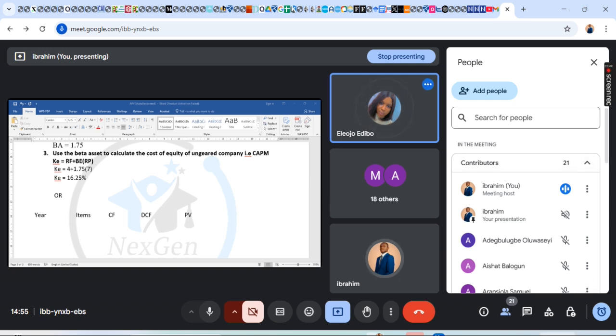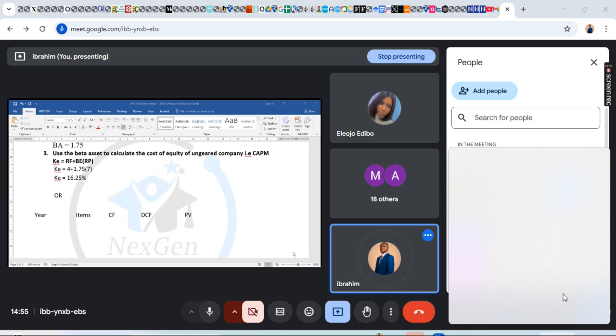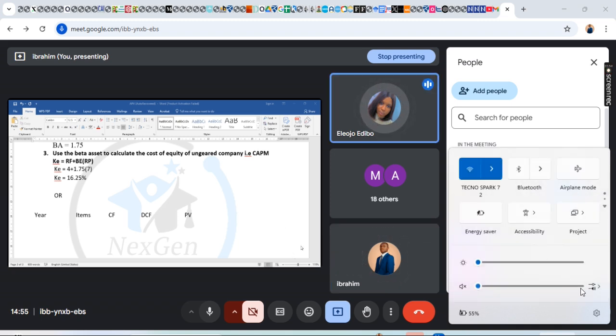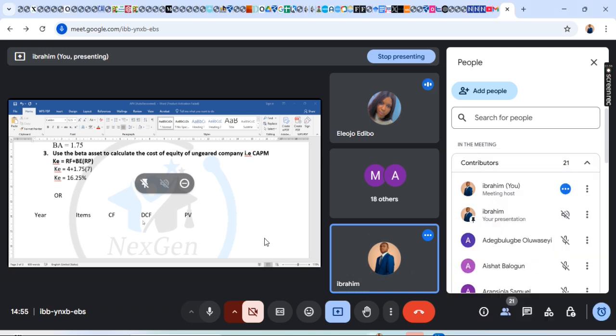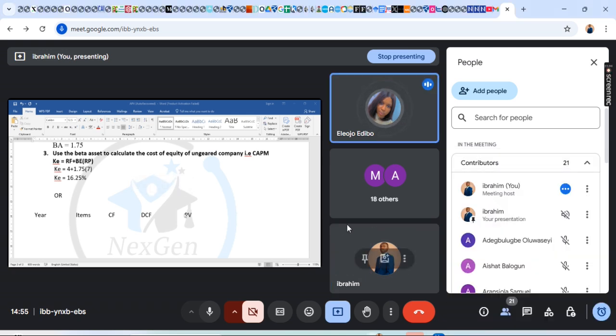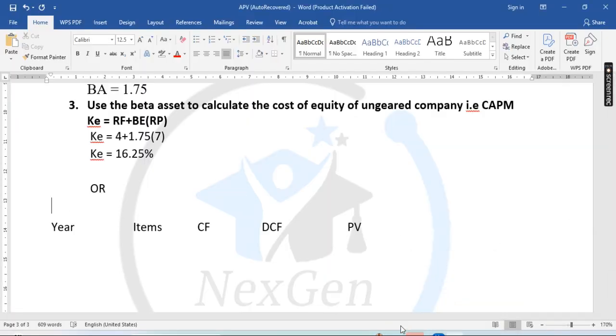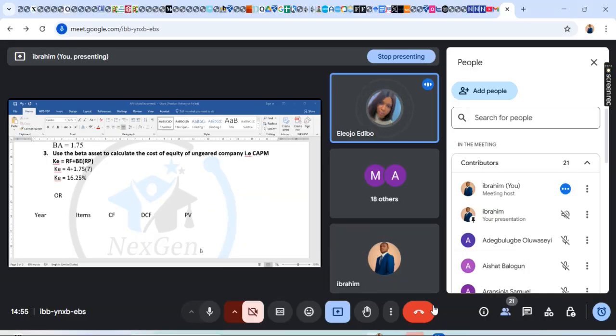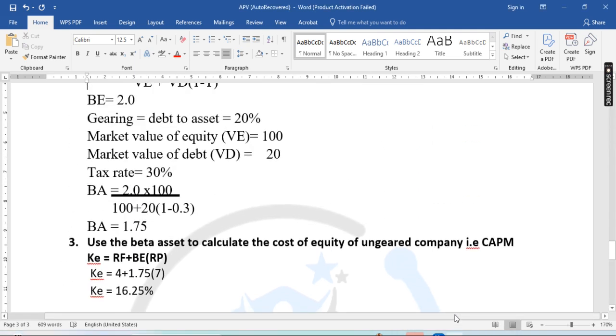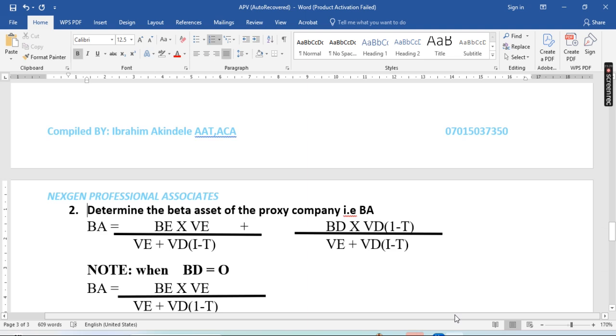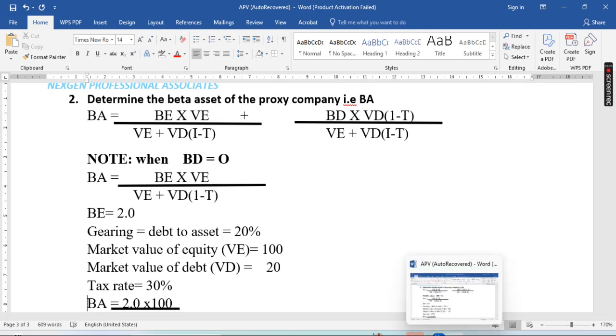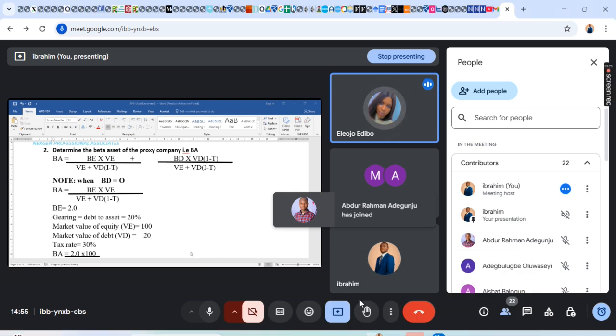My question is this. Now we use this method. Where we are given, like in this question, the equity beta of the proxy company, we used the CAPM formula first before finding the asset beta. So in the scenario where we are just given the asset beta, are we still going to use this same method? No, you're opting to use this formula.